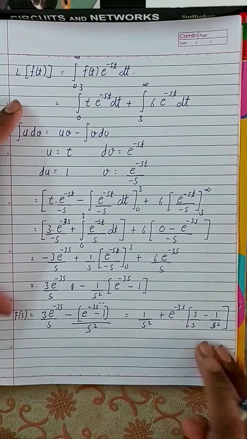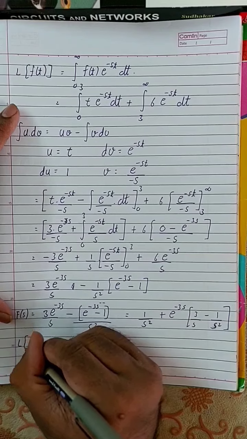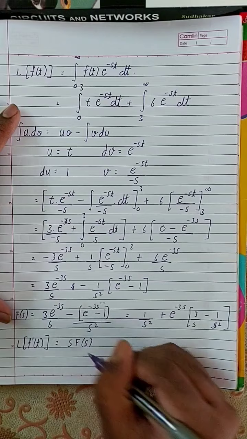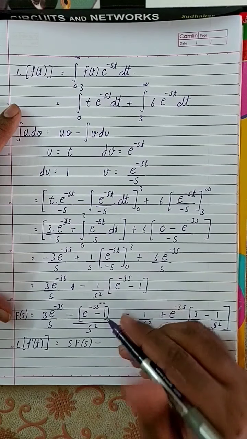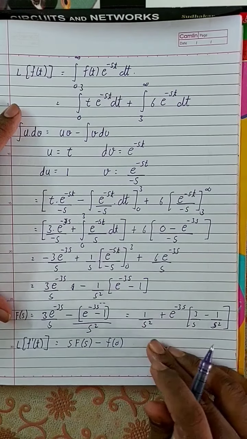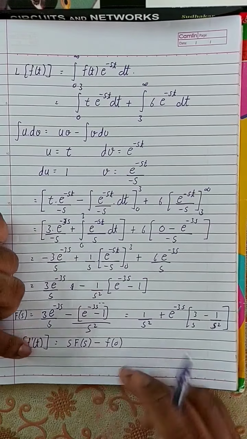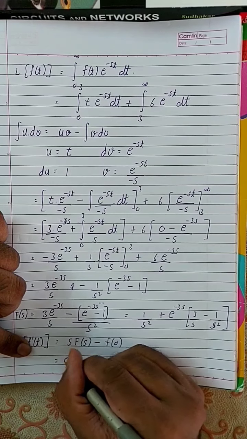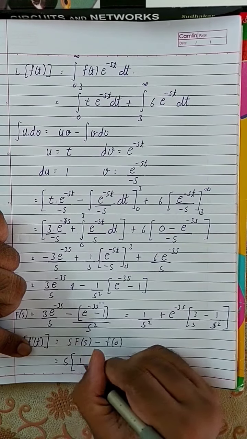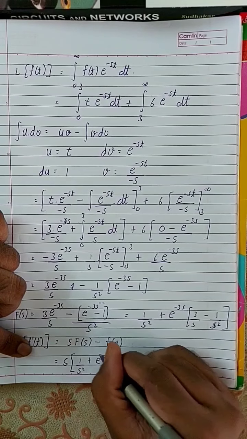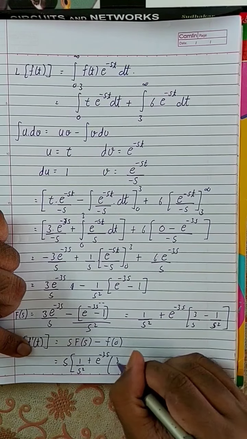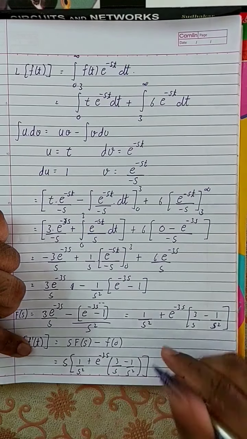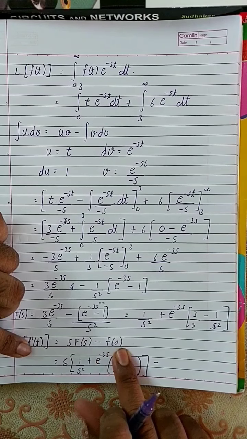Now I can find the Laplace transform of f dash of t. The Laplace transform of f dash of t is s F of s, which you have already found, minus f of 0, that is the value of f of t at time t equal to 0. So this is equal to s into 1 by s square plus e raised to minus 3s into 3 by s minus 1 by s square, that's the F of s, minus f of 0. What is f of 0? F of 0 is f of t at time t is equal to 0.